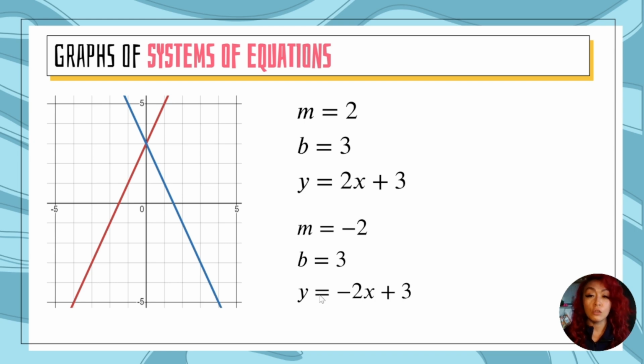Now, what is the solution to this system of equations? Well, it's the point of intersection right here. So the coordinates for our point of intersection is (0, 3). Now, what's special about our solution for this specific system of equations? Well, what's special about it is that not only is it the point of intersection, but it's also the y-intercept for both of these graphs.